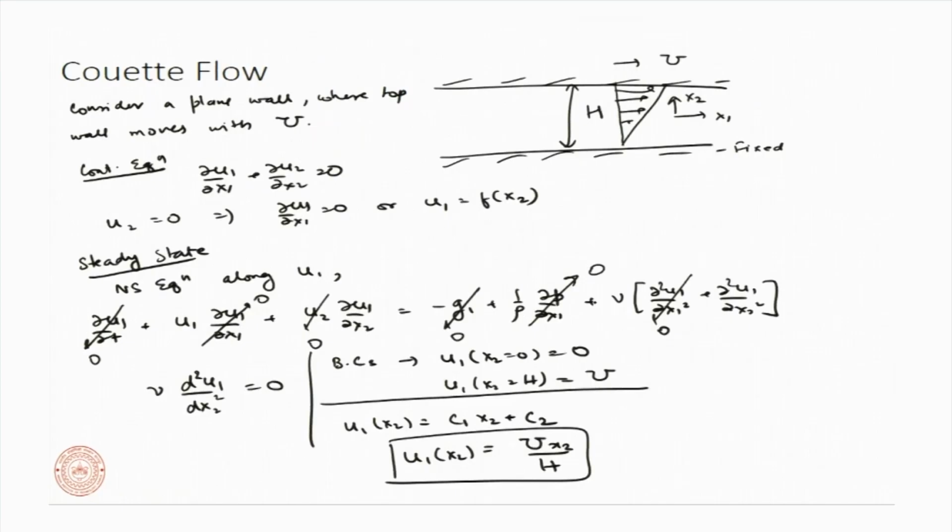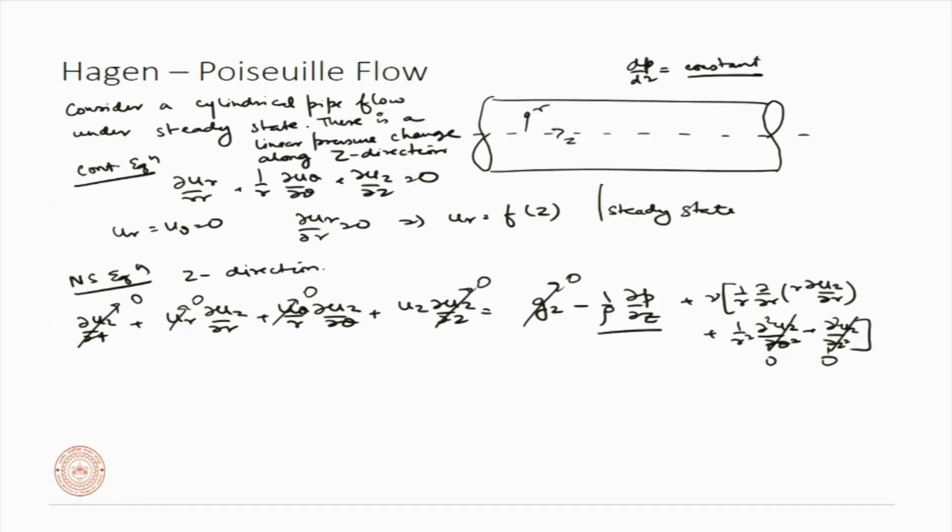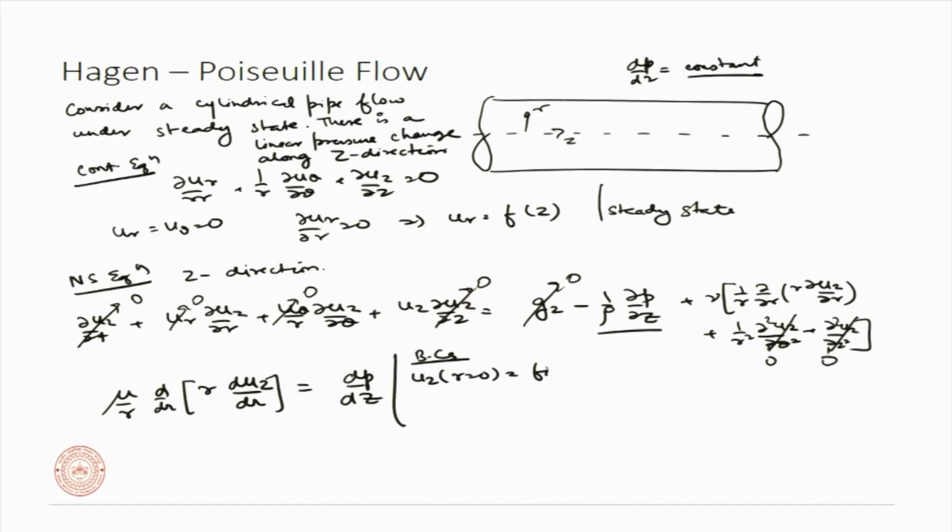Okay. Let us go back one slide and see if I missed the signs earlier. This is minus, this is plus. Okay. Now, we are good. So, if you take rho and multiply, that is mu over r d by dr of r du z by dr is equal to dp by dz. We need two boundary conditions. First, this is again u z. So, u z at r equals 0 should be finite or bounded, and u z at r equals capital R should be equal to 0.